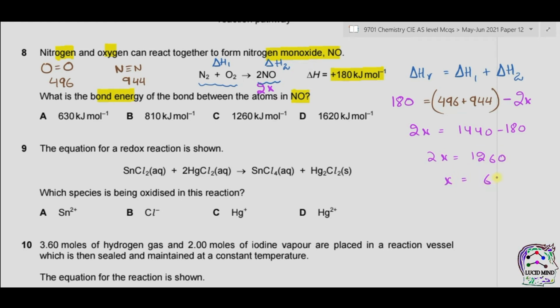X equals 630 kilojoules per mole. This represents the bond energy between nitrogen and oxygen. The answer is therefore A.